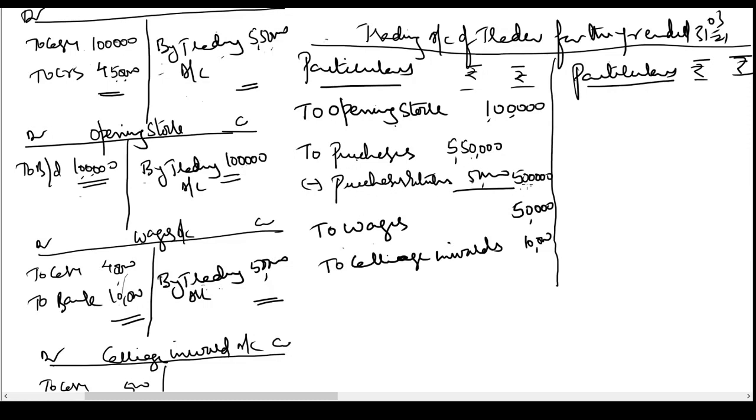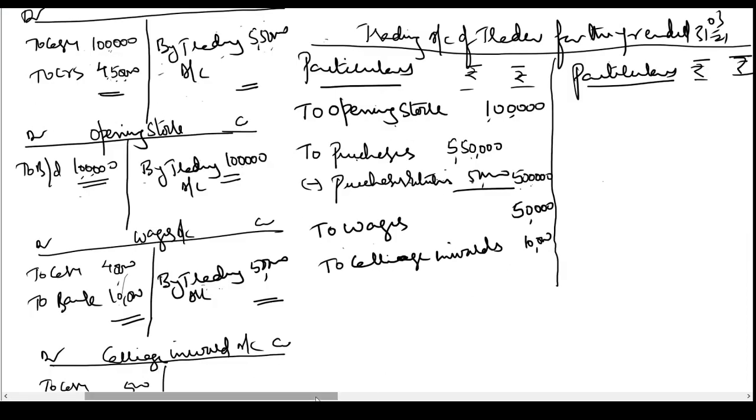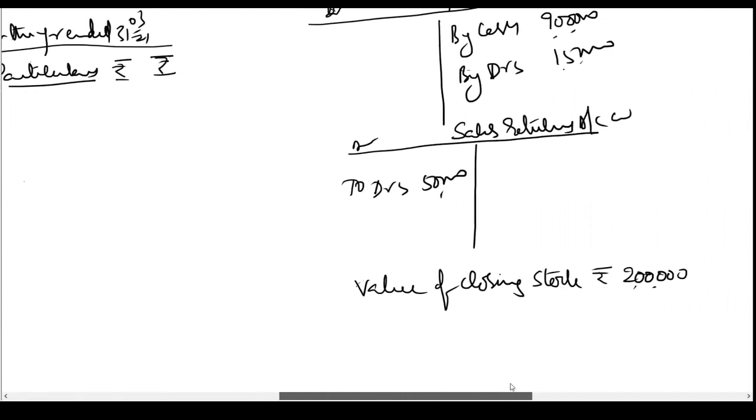So 550 minus 50 is 5 lakh. You could have also shown this on the credit side, or we could have credited it in purchase account by purchase returns. 450 plus 1, 550 minus 50, 5 lakh could have been transferred to the trading account also. Either way. Now we have some more accounts which we have to close.